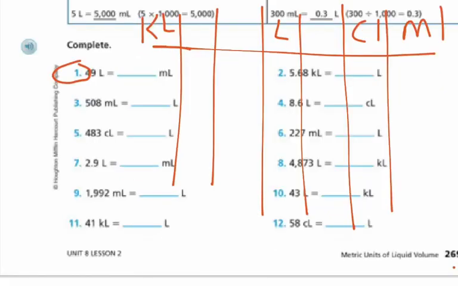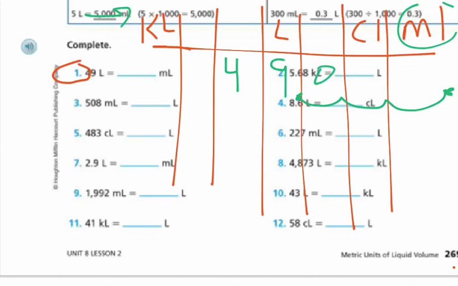Getting to the first few problems on the page, I've drawn my place value chart right here. The reason I do that is because if you just plot the number, for example, number 1, you have 49 liters, and you're changing that to milliliters over here. So basically, you have a decimal point right here. All you're doing is you're going from liters, which is a large unit, to milliliters, which is a small unit. So I'm moving that decimal place 3 times to the right and adding zeros, and that gives me a conversion of 49 liters is equal to 49,000 milliliters.